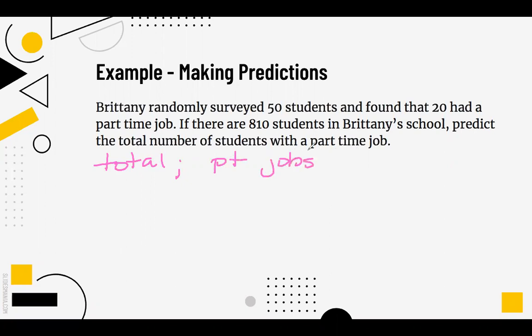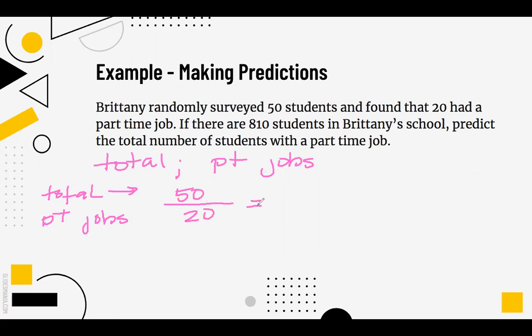So when you're setting up your proportion, you want to make sure that these two items are either horizontal or vertical. So let's first talk about horizontal. When we talk about horizontal, that means we want total on the top and part-time jobs on the bottom. So it says that she surveyed 50 students and that 20 of them had part-time jobs. So this is our ratio, 50 over 20.